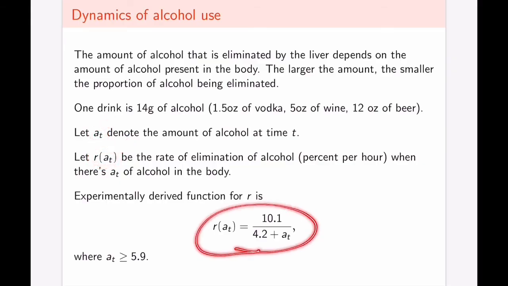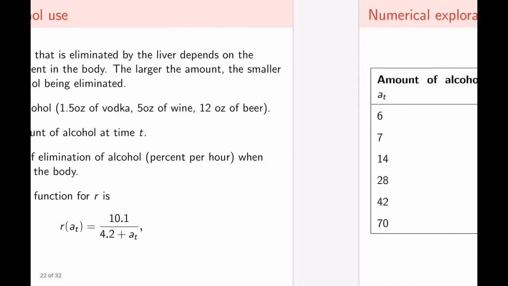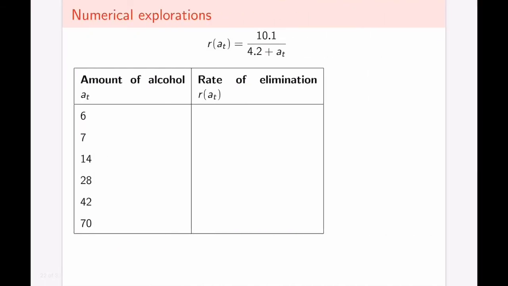The following function has been experimentally derived to model what the rate of elimination is depending on the amount of alcohol present. What we can do, of course, is calculate what is the rate given different amounts just to get a feel for how the rate actually behaves. Here's a table where we can record our findings. So once again, A is the amount of the alcohol in the system, and R is the rate of elimination.